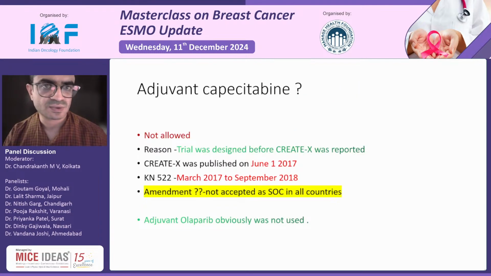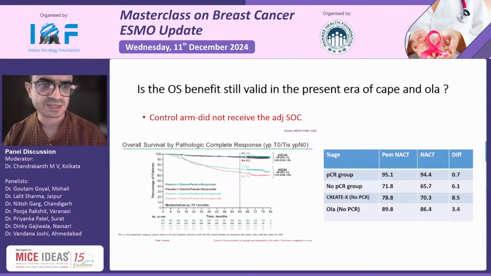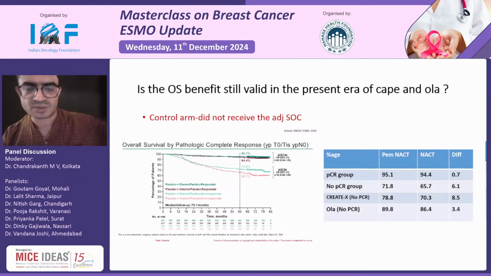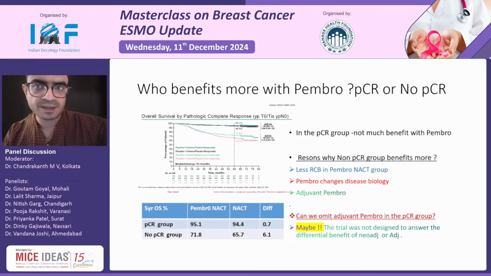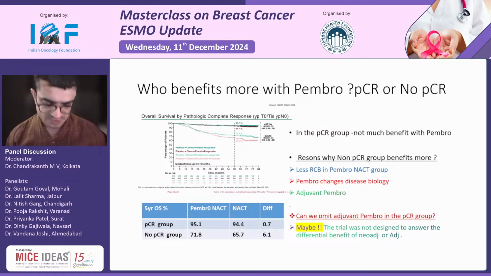And now let's go to adjuvant CAPE. Adjuvant CAPE was not given because when the trial was designed, the data was not yet out. It was not yet practice changing. And these are some subgroups: if there is pathological complete response post neoadjuvant, that subset did not benefit. If there is a pathological complete response, that subset probably did not benefit the most. So I will go to Dr.